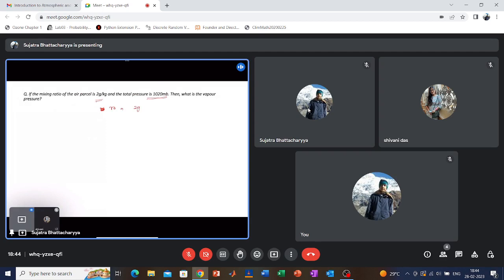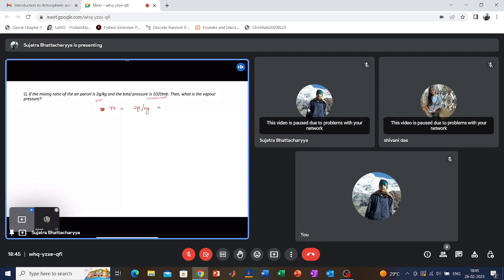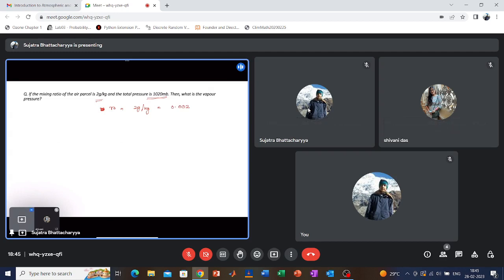2 grams per kg. That is 2 grams of water vapor in 1000 grams of dry air. See, this is 1 kg, so 1 kg of dry air. So from 1000 grams of dry air, 2 grams of vapor is present. So it is 2 grams per kg. Let us write it in SI units, which does not have any unit because it is mass per mass. It will be about 0.002. Okay, this is the mixing ratio.